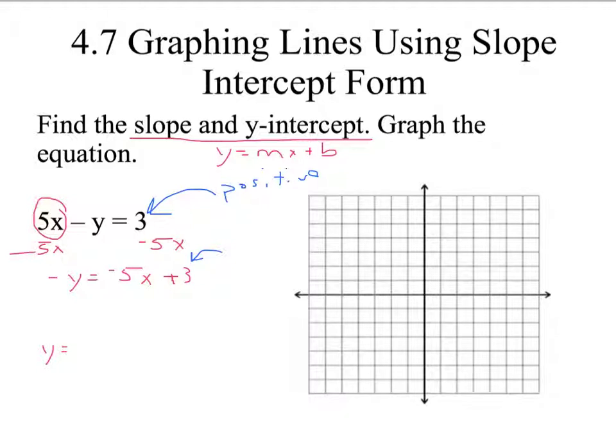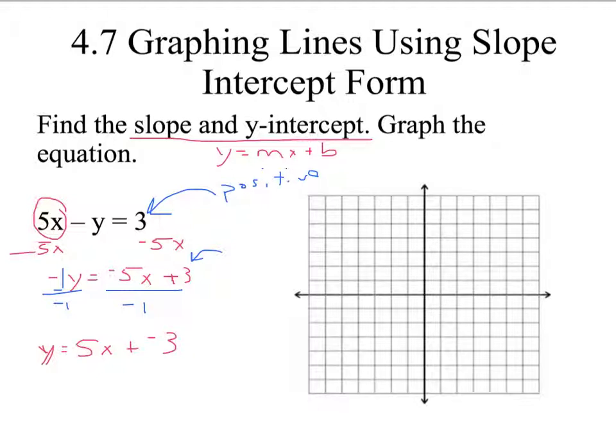But notice I have negative y. I don't have y yet. I need a positive y. So I take this negative sign, and remember, there's a negative 1 here, and I'm going to divide by negative 1. When I divide by negative 1, the sign just changes. So now you have a positive 5x plus a negative 3, because negative 5 divided by negative 1 is a positive 5, and 3 divided by negative 1 is a negative 3. So under this equation, I now have y equals 5x plus negative 3.